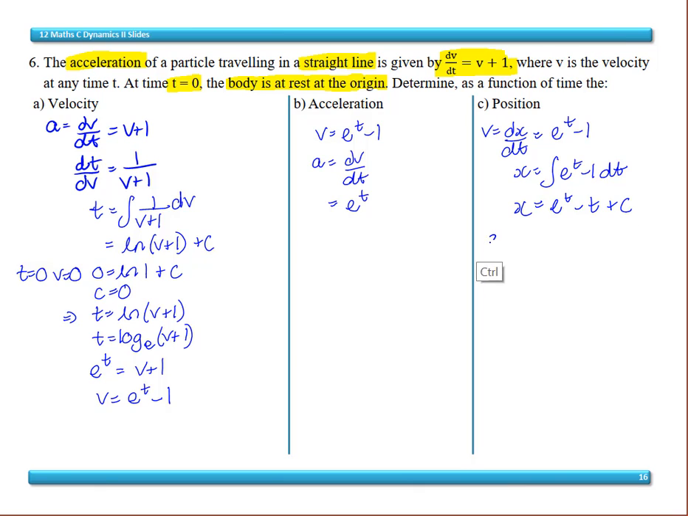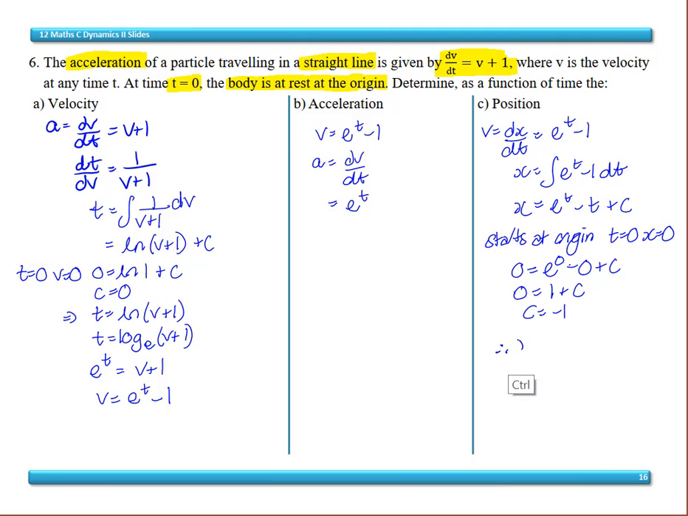And it starts at the origin. So that means when t is 0, x is 0. So we have 0 equals e^0 - 0 + c. 0 equals 1 + c, so c is negative 1. So therefore x is e^t - t - 1.